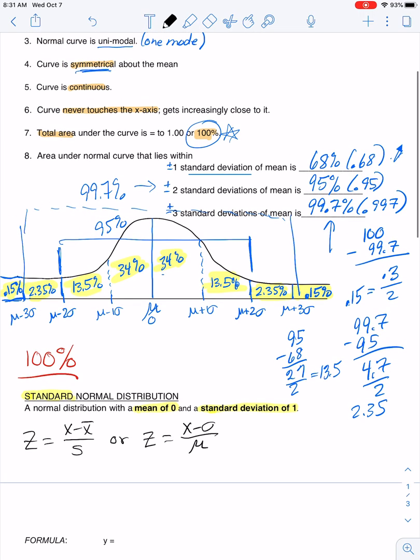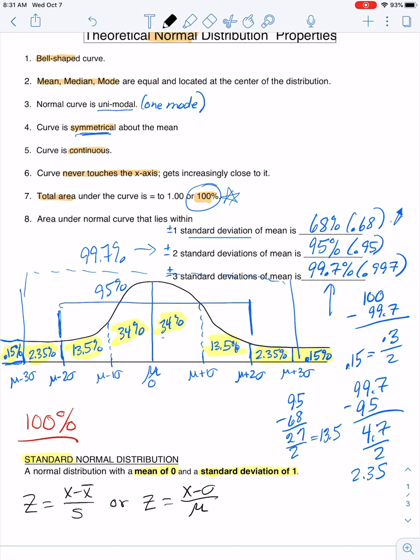All right, so again, good luck with your normal curve and being able to draw this normal curve and place those percentages in the individual compartments.